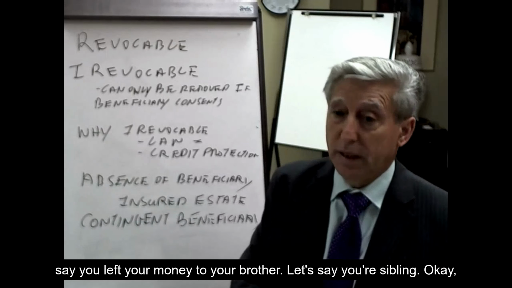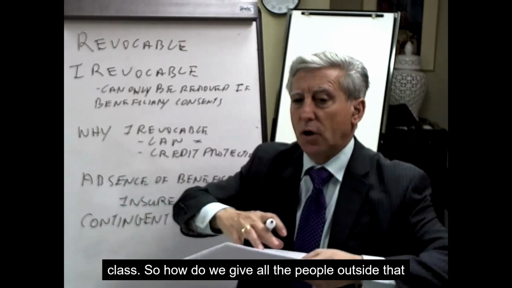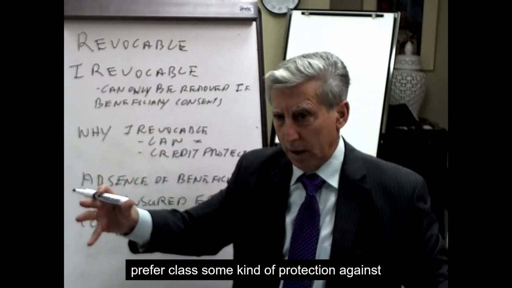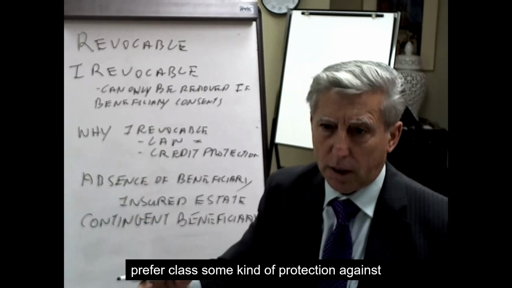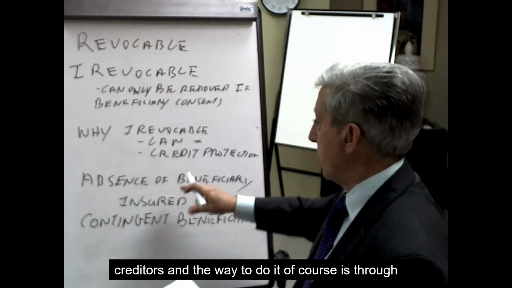So how do we get around that situation? Let's say we go outside the preferred class. How do we give all the people outside that preferred class some kind of protection against creditors? The way to do it, of course, is through naming them as irrevocable beneficiary as well. So that basically ties up the creditor's hands. They cannot go after that money. So why irrevocable? Like I say, an operation of law or creditor protection for those people that fall outside of the preferred classification.